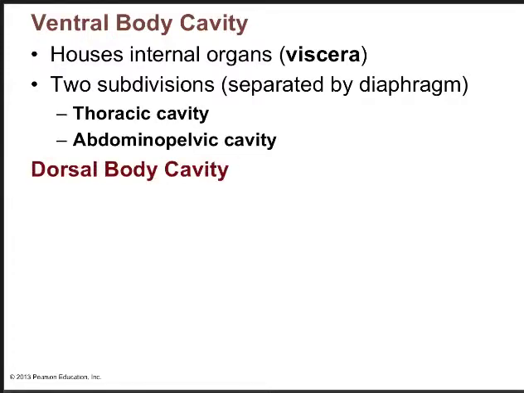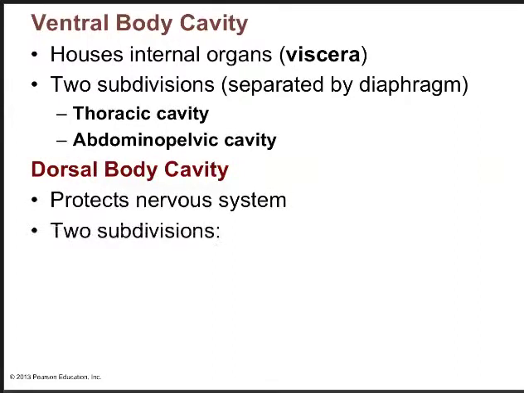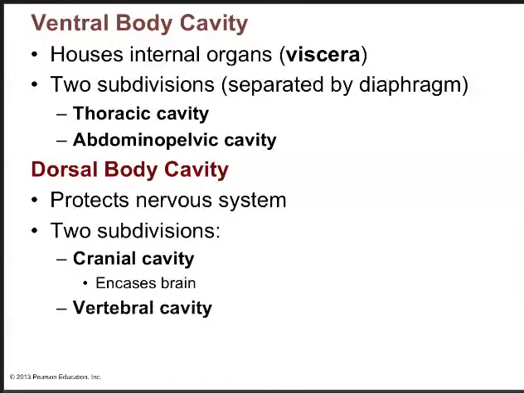The dorsal body cavity protects the nervous system, and this has two subdivisions: the cranial cavity that encases the brain, and the vertebral cavity which encases the spinal cord. One of the things that you've probably noticed about these cavities, if you have a little bit of familiarity with the human body, is that the skeletal system does a pretty good job of protecting a lot of our vital organs.